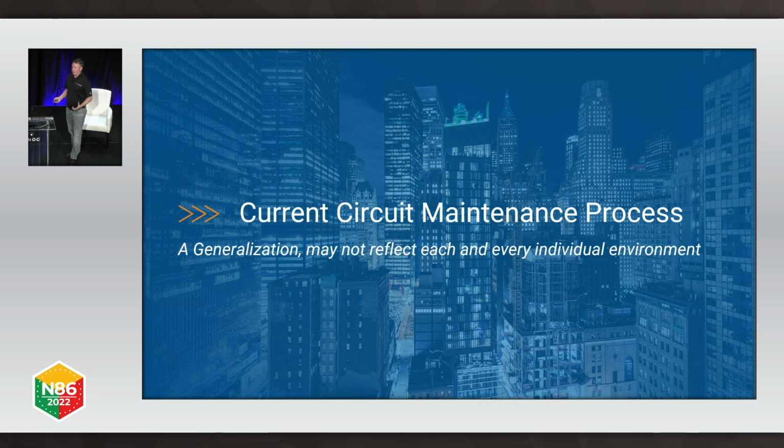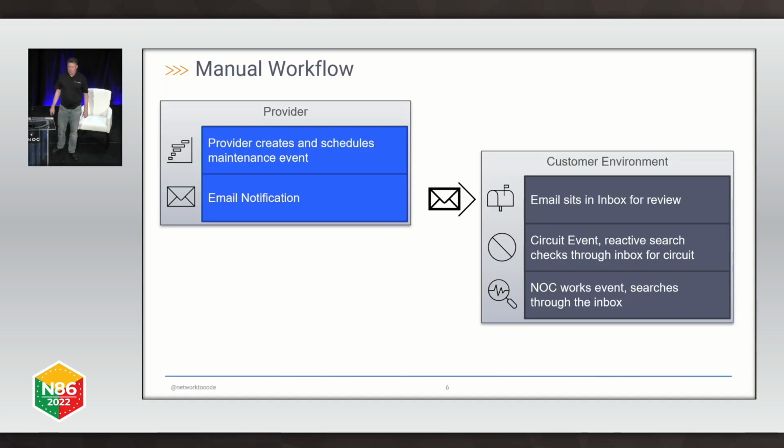So the current process for circuit maintenances from an enterprise perspective is just a generalization. It may not apply directly to you, and you might have better processes than this, but it's kind of what's been out there. It's very manual oftentimes. In the upper left, we've got the provider in blue, who says, okay, we need to take maintenance on our circuit, so we're going to schedule that circuit maintenance and send an email to all the people that are impacted.